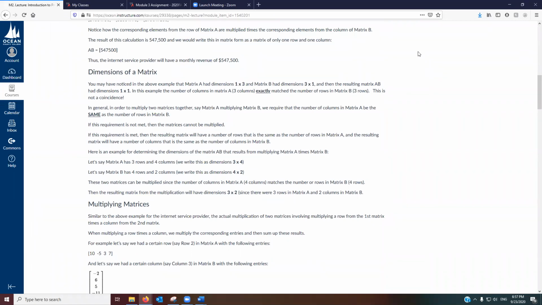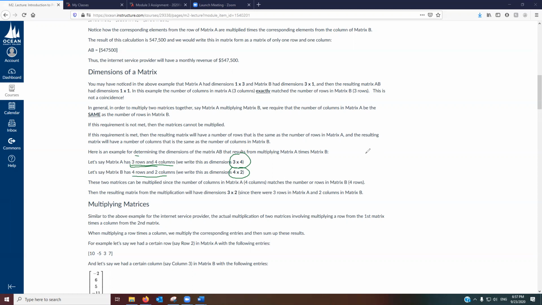First, let me mention the dimensions of a matrix. The way we write this is we look at the number of rows and columns in the matrix. If a matrix has 3 rows and 4 columns, we would write it as 3 by 4. If a matrix has 4 rows and 2 columns, we would write it as 4 by 2. We always put the number of rows first and the number of columns second.